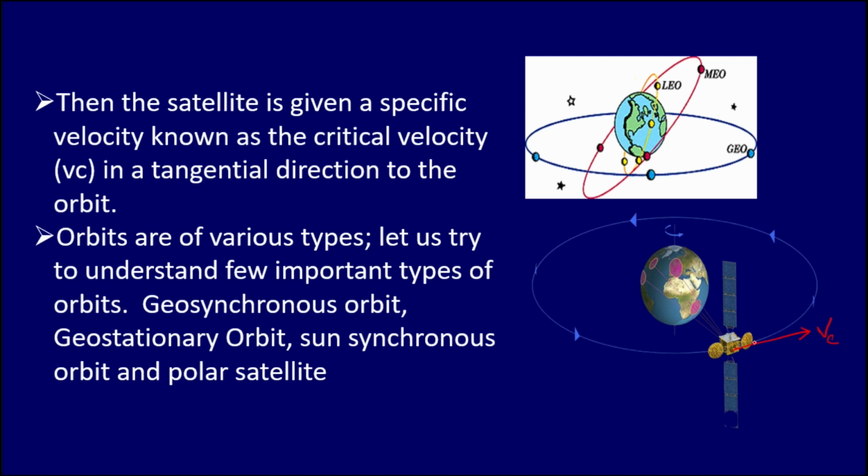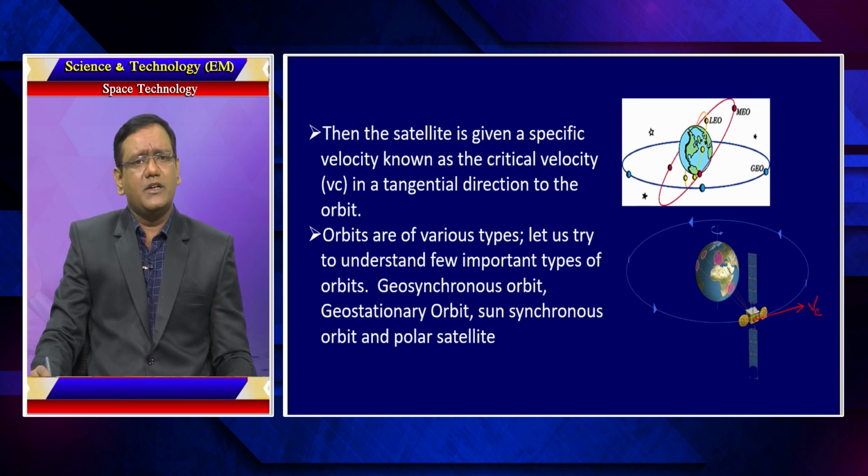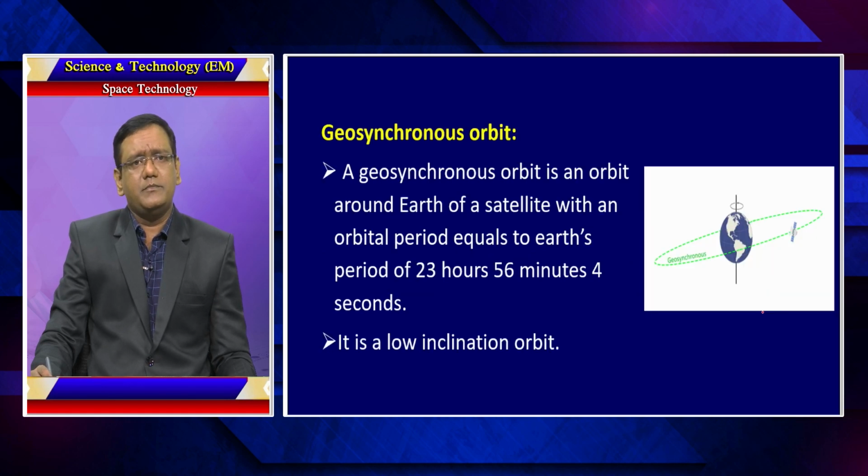So orbits are of various types. Let us try to understand a few important types of orbits based on the functions of the orbit. We all know the geosynchronous orbit, geostationary orbit, sun synchronous orbit, and polar satellites. These are the types of orbits based on the function that they would perform. So what is a geosynchronous orbit?